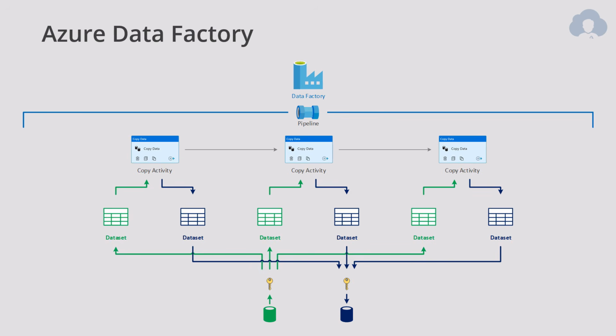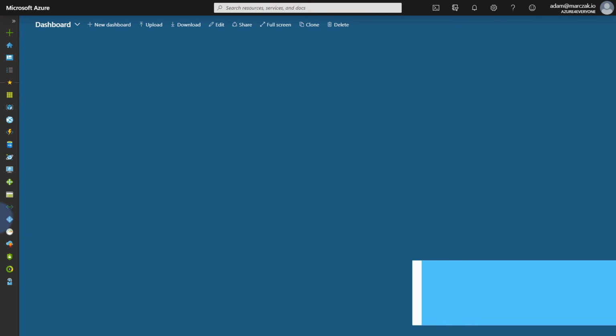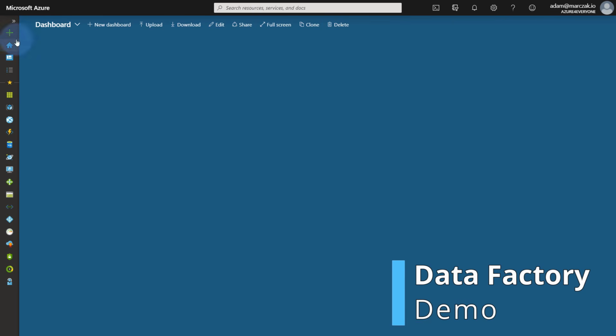So let's go and try some demo, shall we? So we're gonna be importing cars CSV file from the Blob into Azure SQL. In order to do that, let's go to the portal. This is the Azure portal. In here, we're gonna need three things.